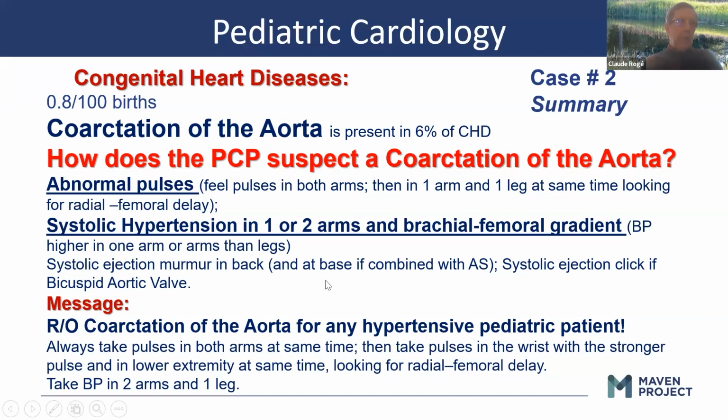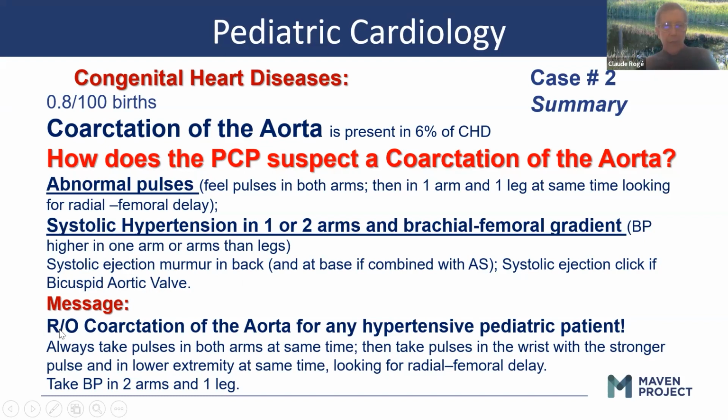And then there will be a difference in the pulse between that stronger pulse in the arm and the leg, and then there will be a pressure difference, okay? And then there would be a systolic ejection murmur in the back and at the base, if combined with mild AS and systolic ejection click. Often you have a bicuspid aortic valve as well as a coarctation.